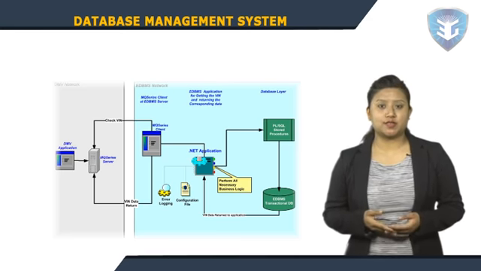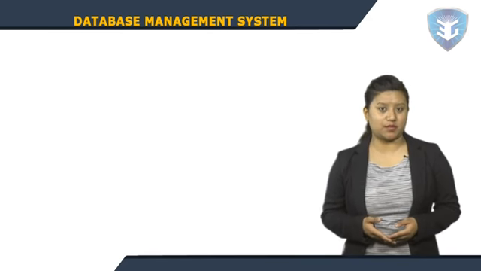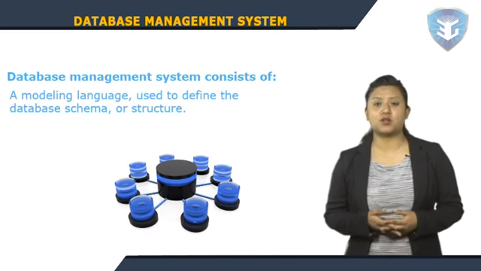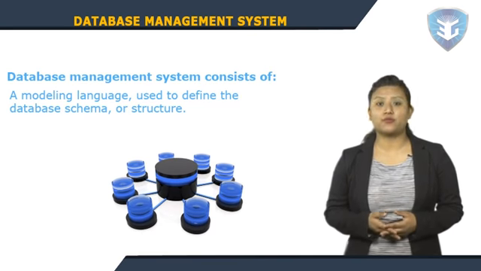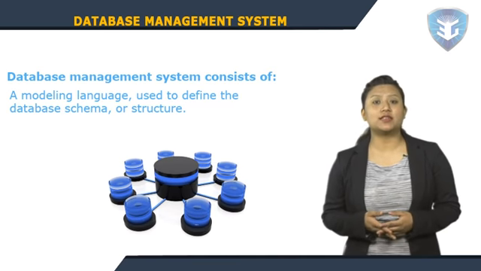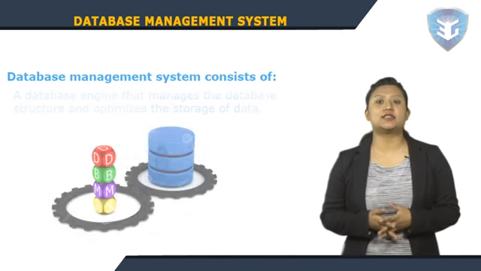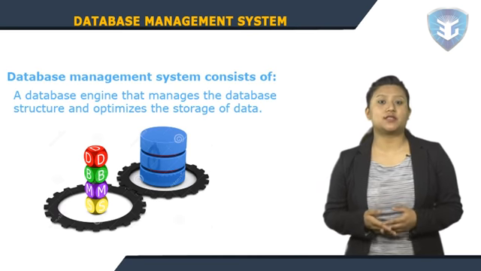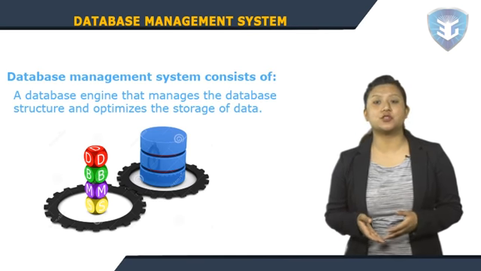The database management system provides ways to organize, store, retrieve, and interact with the data in the database. It consists of a modeling language used to define the database schema or structure. Common database structures are hierarchical, network, relational, and object-based. Models differ in how they connect related information. The most widely used, particularly in web applications, is the relational database model. There is also a database engine that manages the database structure and optimizes the storage of data, whether that is fields, records, files, or objects, for a balance between quick retrieval and efficient use of space.